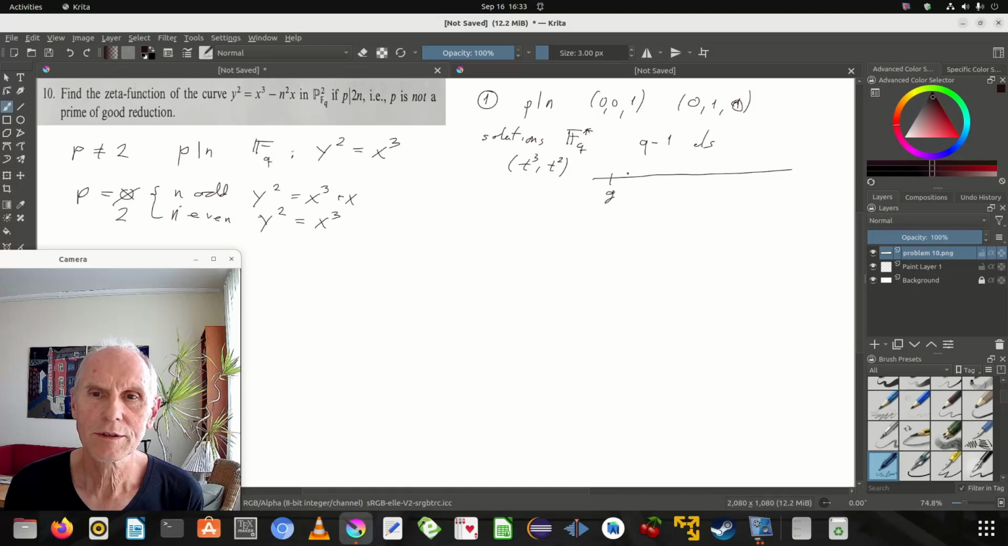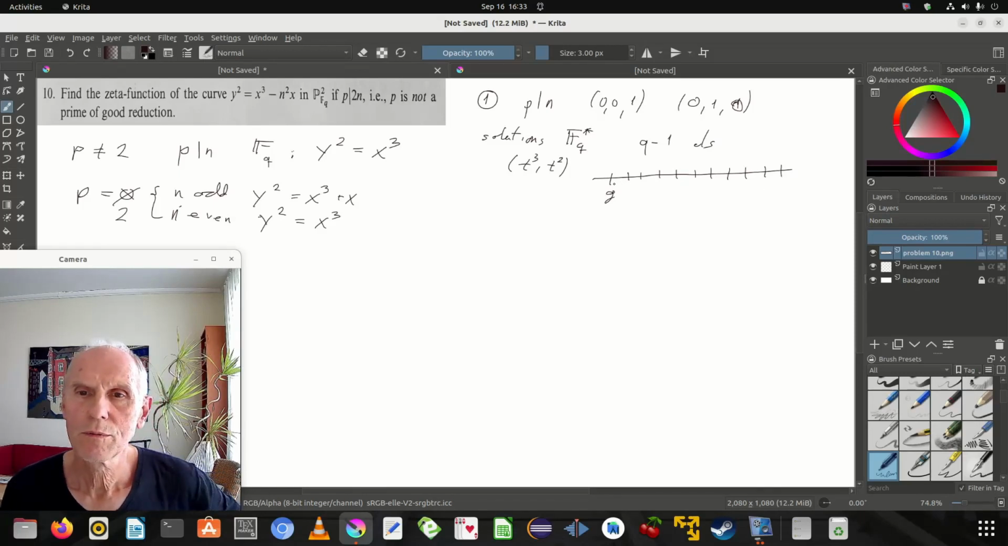and then one, two, three, four, five, six, 7, 8, 9, 10. Should it be a power of 2 here? We should have 16 then. Or let's just have 8. 1, 2, 3, 4, 5, 6, 7, 8. So g to the 8th is unity.